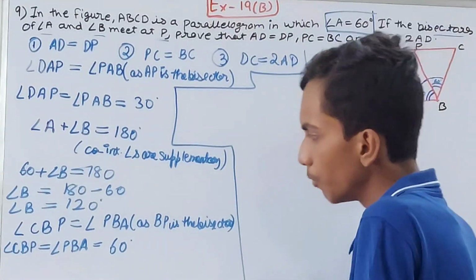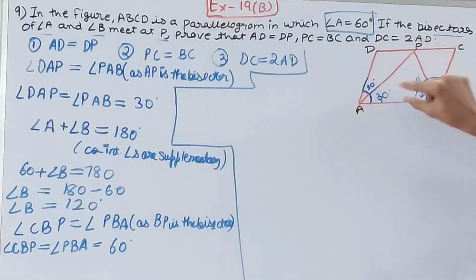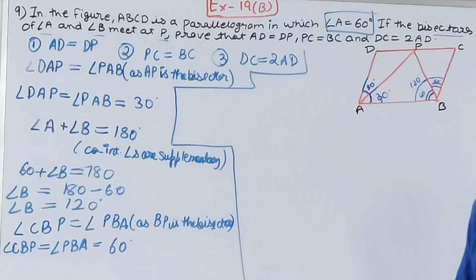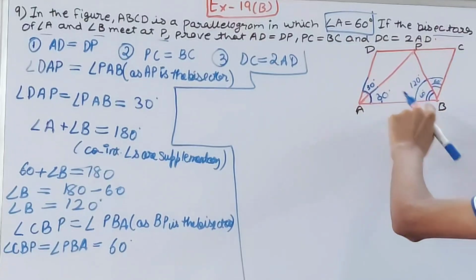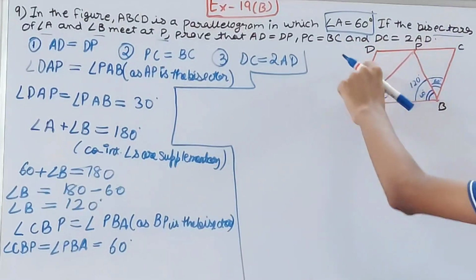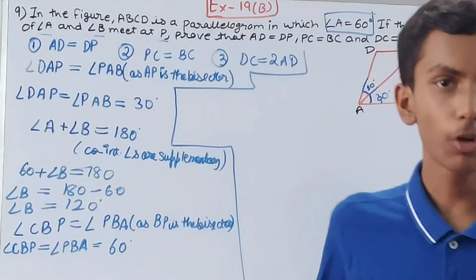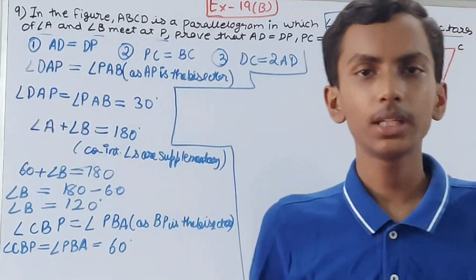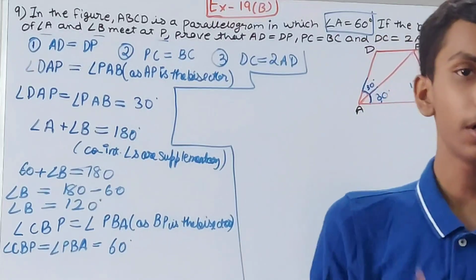So now we know that half of this and half of this is 30 degrees, this is 60 degrees, and this one is also 60 degrees, and these two combined is 120. Now look, angle PAB will be equal to angle APD or not? Yes, of course. Why? Because it is alternate. We are going to use the concept of alternate angles.